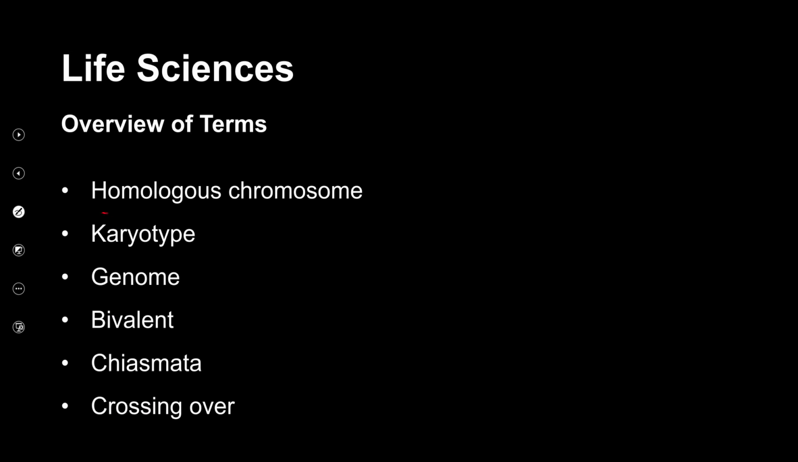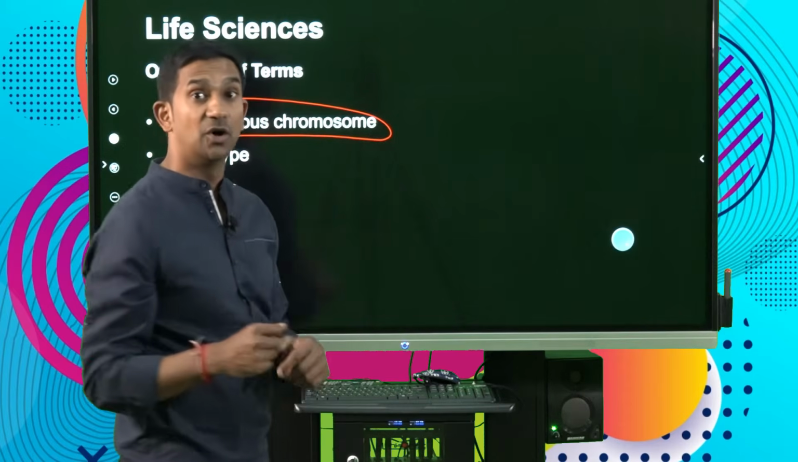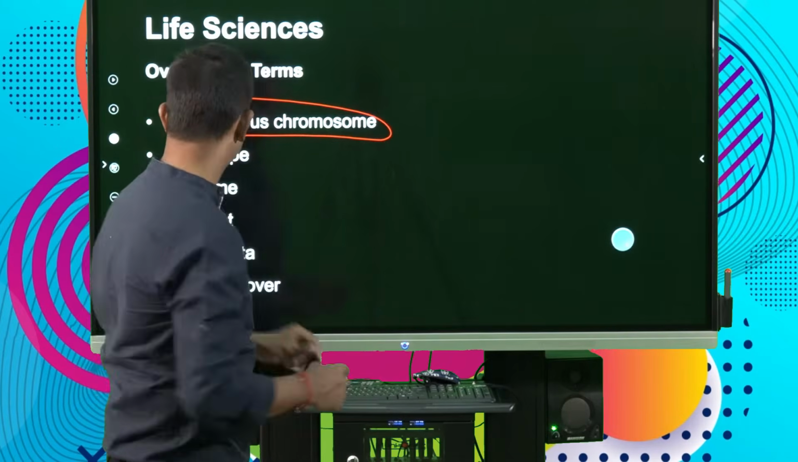The concept of homologous chromosomes, as I've just mentioned, refers to chromosomes that are similar in shape, size, and have genes at the same locus, and locus is the position of a gene on a chromosome.